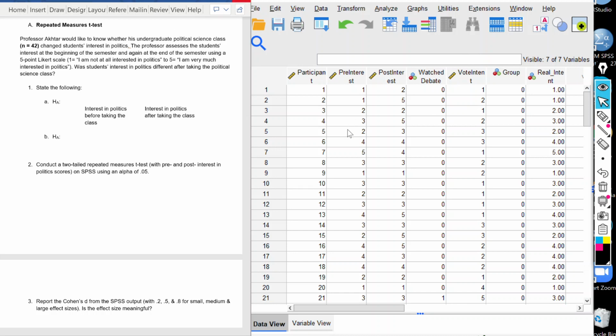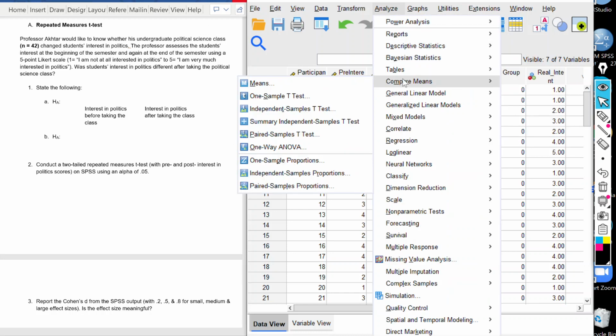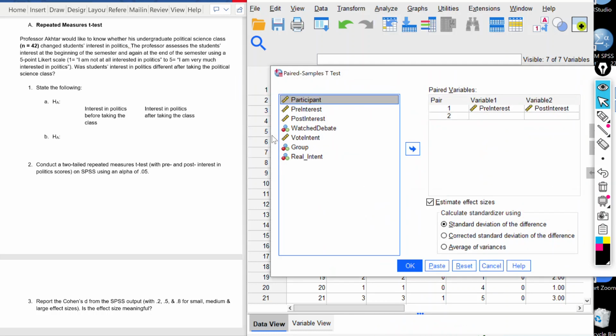So in order to get this information, we're going to go into Analyze, Compare Means, and then Paired Samples t-test. This is a repeated measures t-test, but in SPSS, it's called Paired Samples t-test.